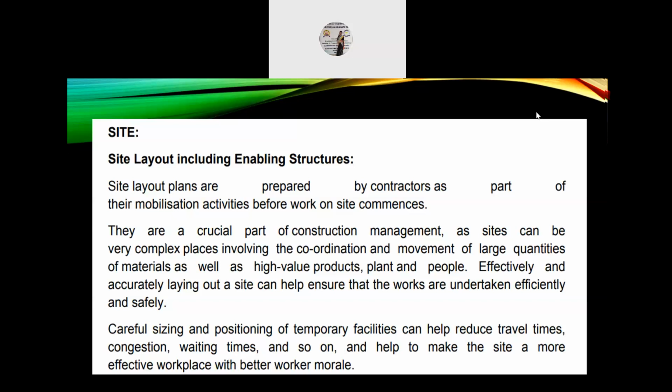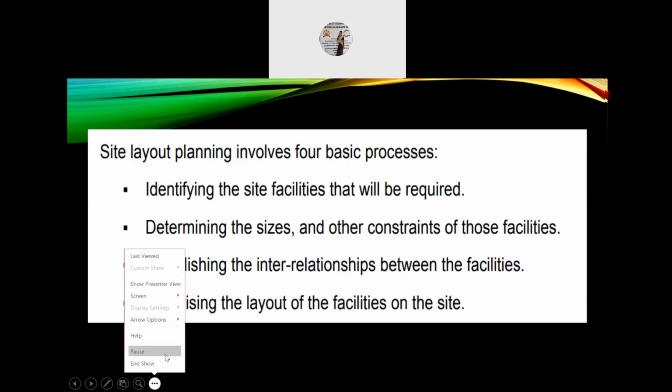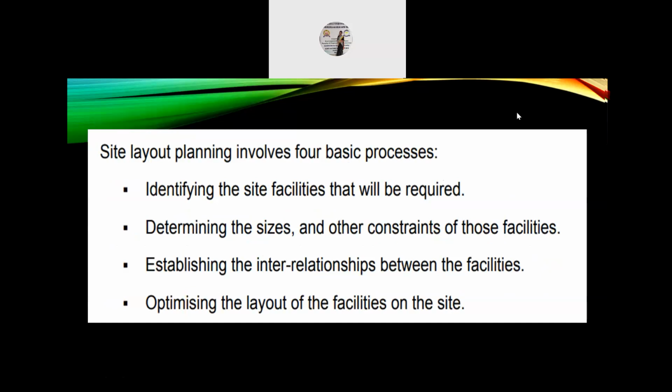Careful sizing and positioning of temporary facilities can help reduce travel times, congestion, waiting times, and so on, and helps to make the site a more effective workplace with better work morale. Site layout planning involves four basic processes. The first one is identifying the site facilities that will be required, determining the sizes and other constraints of those facilities, establishing the interrelationships between the facilities, and optimizing the layout of the facilities on the site.